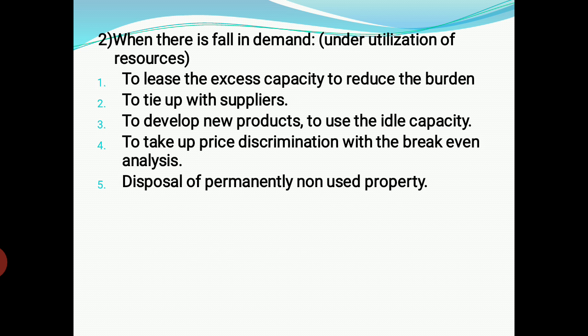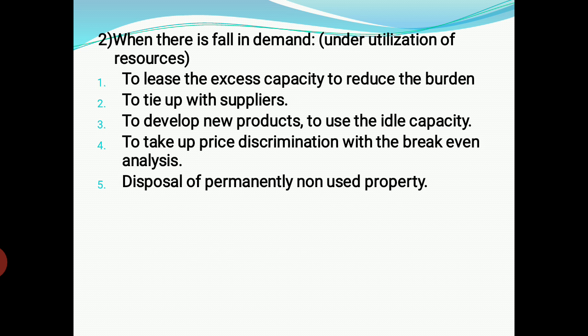Next is to take up price discrimination with the break-even analysis. Yes, we can produce that much amount wherein we are at the point where there is no profit, no loss. So with the help of break-even analysis, we can make the price discrimination in such a manner that the company is not incurring a loss. At least we are producing to the break-even point, right? So something like this can be worked out. But when can it be done? If there is proper CRP done, right?